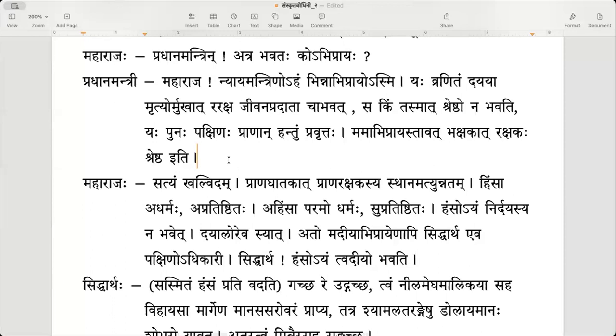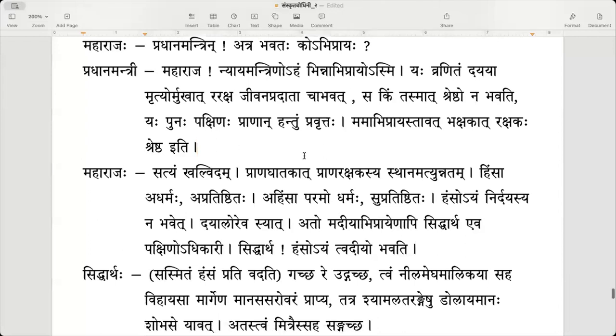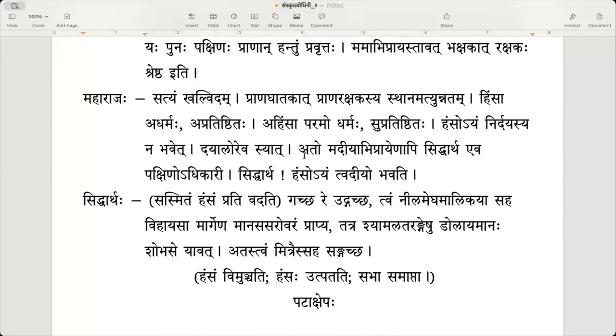In contrast to the one who is engaged in depriving the bird of its life. Mama abhipraya bhakshakat rakshakah shreshtah iti. My opinion therefore is that rakshakah shreshtah, the one who protects is superior to the one who desires to destroy it, to the destroyer. Rakshakat panchami there.